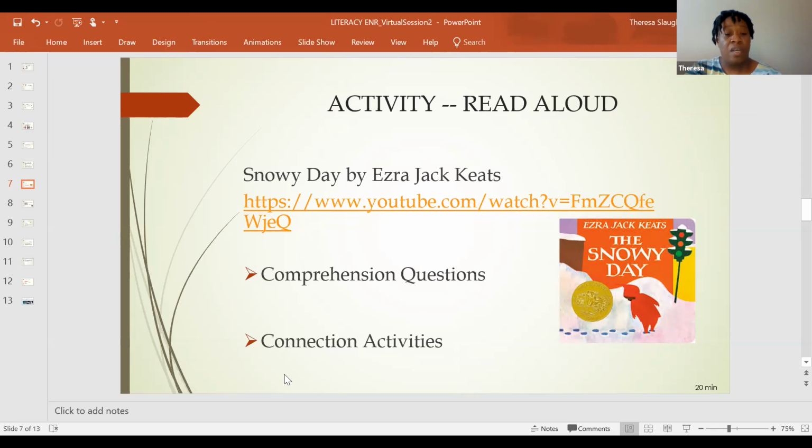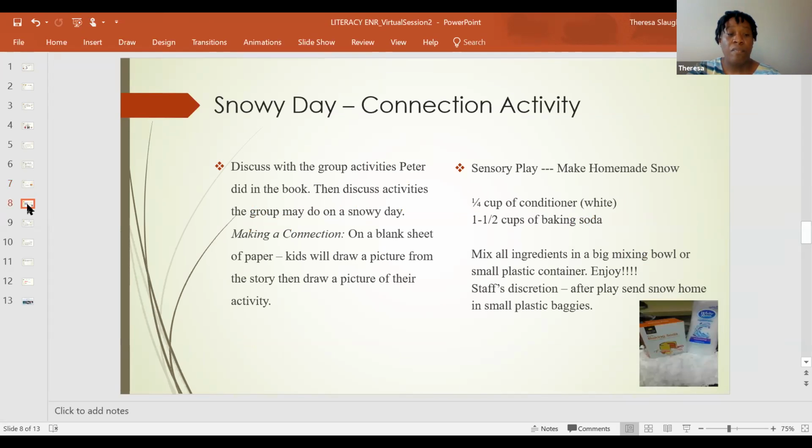And then there's a connection activity. We'll get deeper into this. I have a session where we're going to take some books and go through a process where you can create your own activity, your own read aloud, just like this. Then there will be connection activities that go along with the story. So I have two of the connection activities up here.